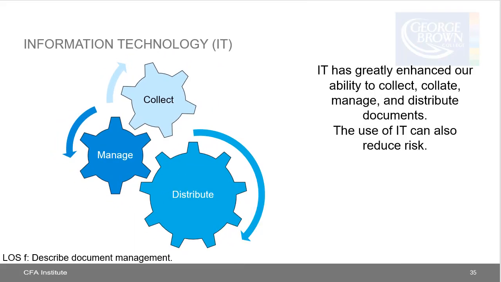So now we're moving on to Learning Outcome Statement F, which is Describe Document Management. And we're looking at Section 5.1 on Information Technology. It should by now be clear that documents serve an important role in establishing the rules by which a product or service is supplied, in formalizing the rights and entitlements of ownership, and recording events that take place after the purchase of an asset. Information technology has greatly enhanced our ability to collect, collate, manage, and distribute documents.